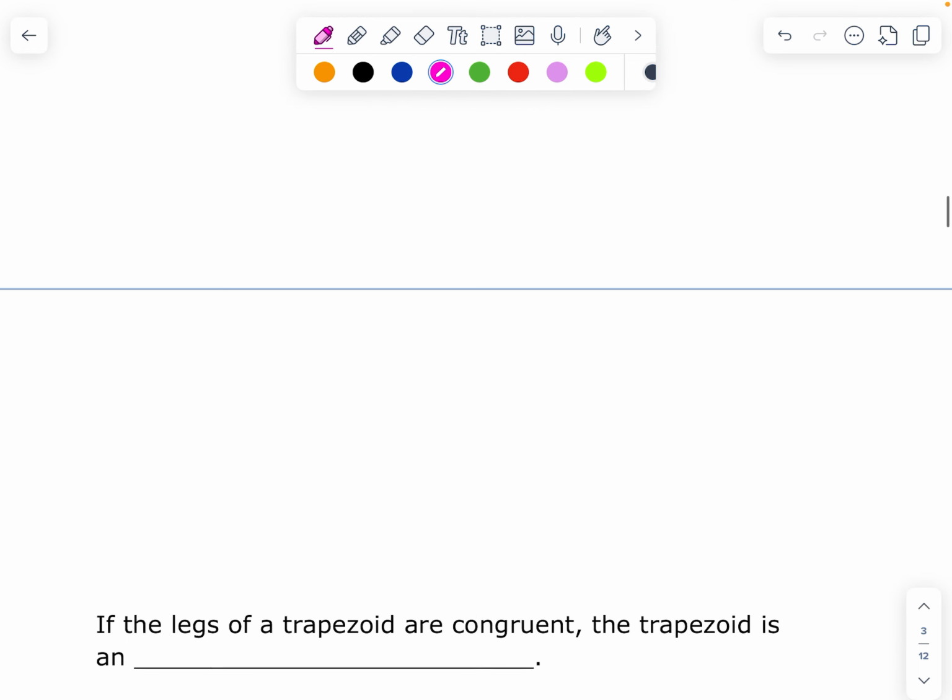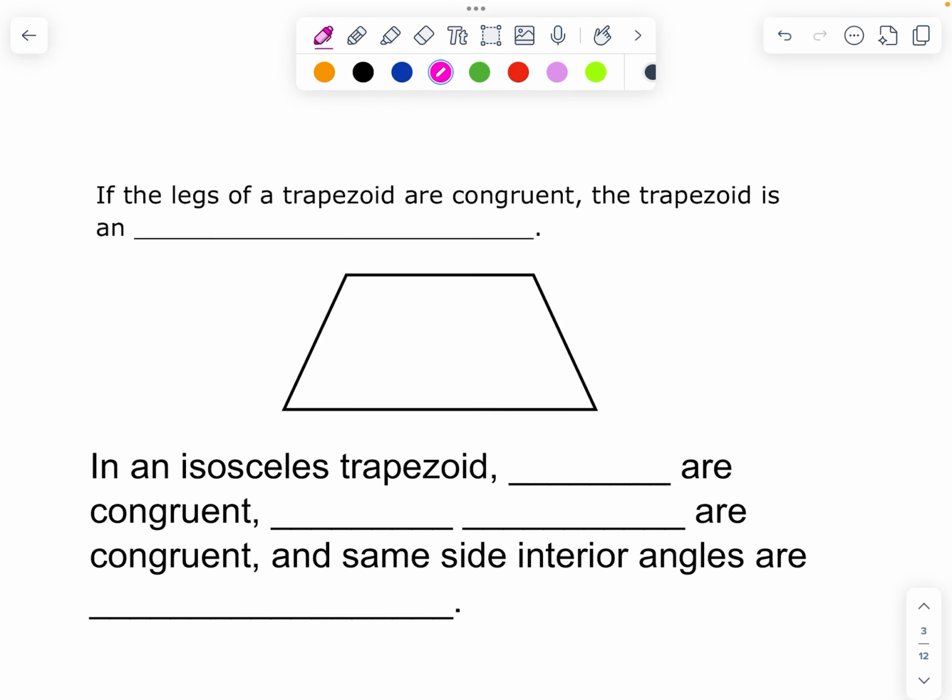All right, so let's talk about a more specific type of trapezoid, and that's when we have congruent legs. When there's 2 congruent legs of a trapezoid, this is called an isosceles trapezoid. In an isosceles trapezoid, the legs are congruent, which is what we get by definition. But we also have the base angles are congruent.